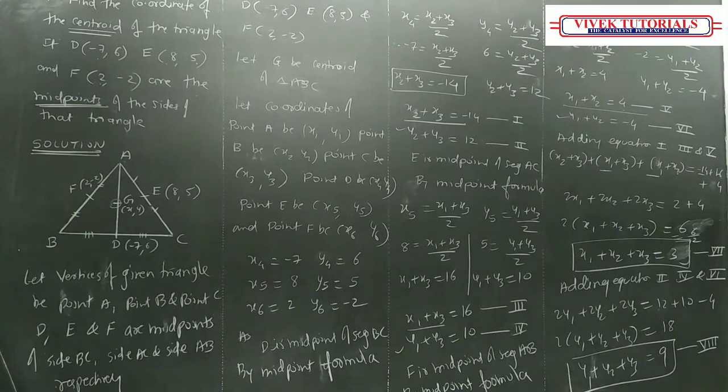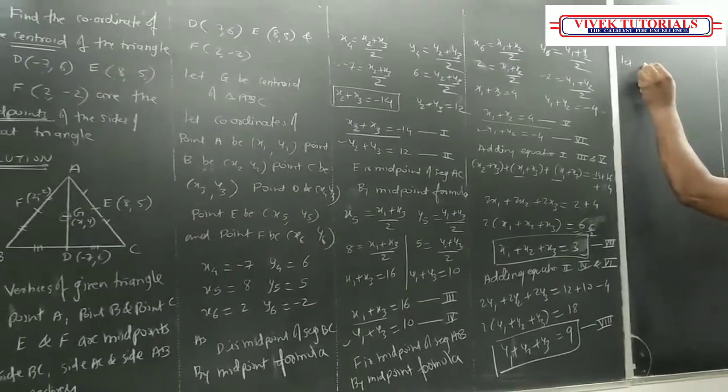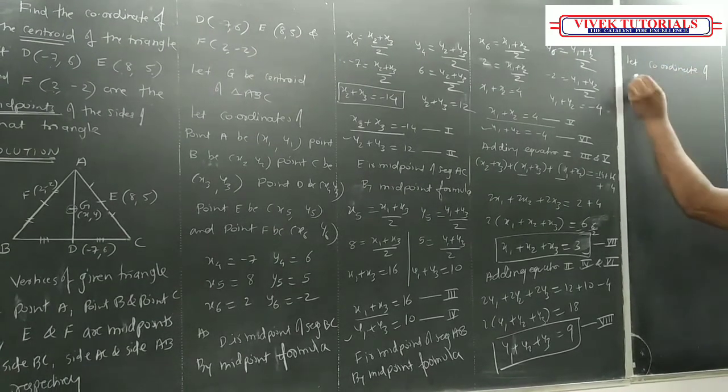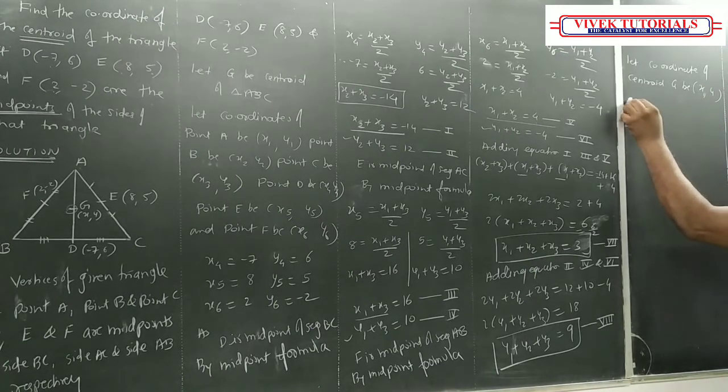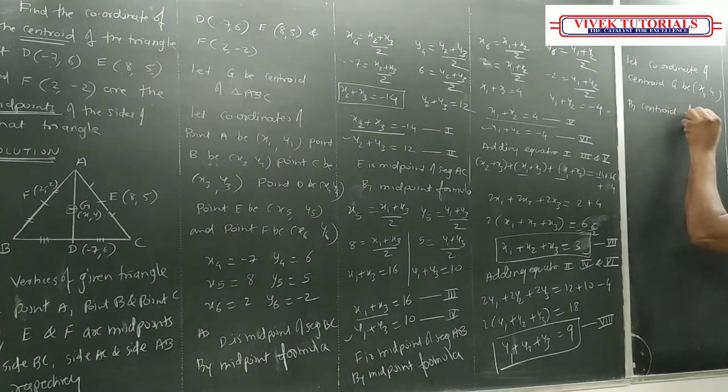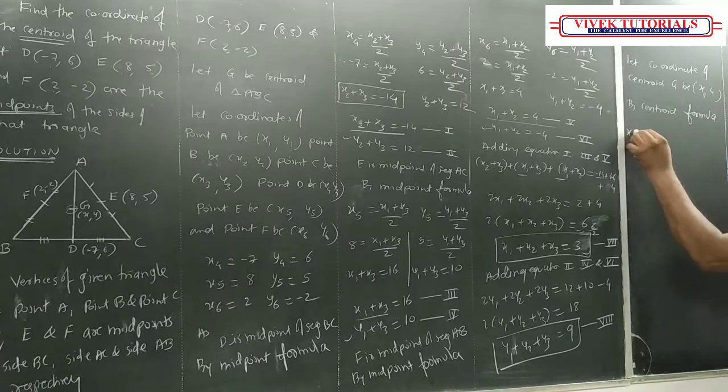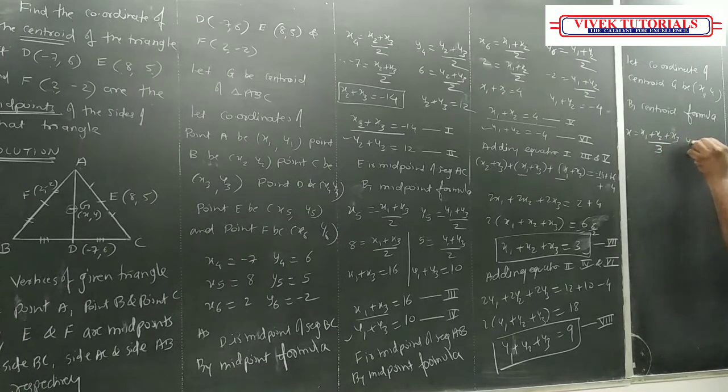Got it? Again we can write the coordinates of centroid G as x, y. Therefore, by the centroid formula, do you know the centroid formula? x is equal to x1 plus x2 plus x3 upon 3, and y is equal to y1 plus y2 plus y3 upon 3. Therefore, x is equal to x1 plus x2 plus x3, which is 3, upon 3. x is equal to 1. And here y is equal to 9 upon 3. y is equal to 3. This is the answer we got.